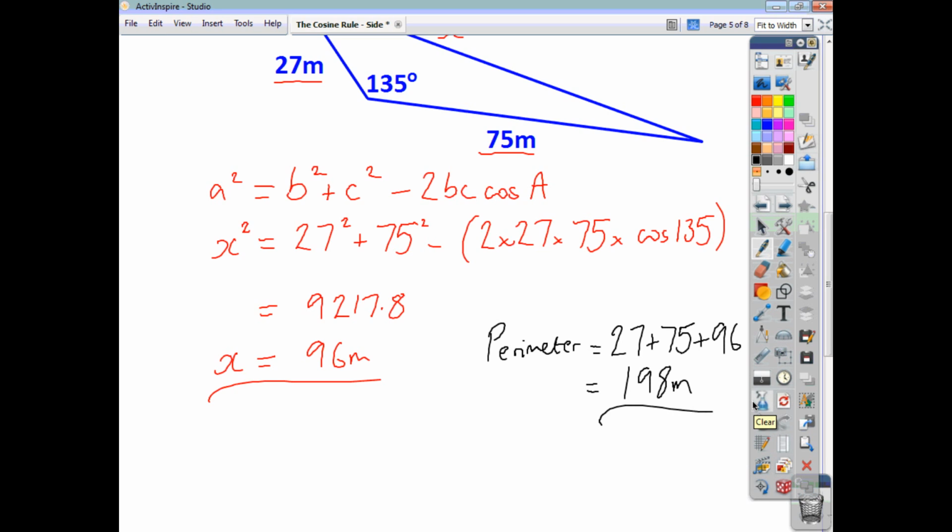So we found the missing side, and we've added up all three to get the perimeter. So that's how you use the cosine rule to find an unknown side. And to do so, you always need your angle sandwich. You need two sides and the angle in between. So I hope that was helpful, and I hope that you're now able to do these questions quite easily.